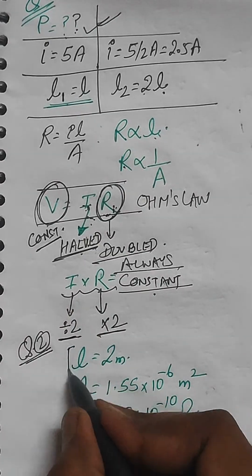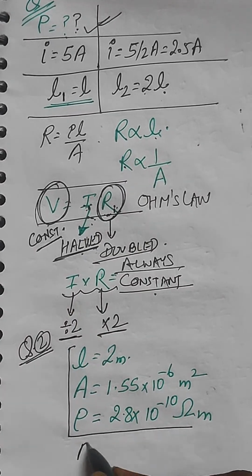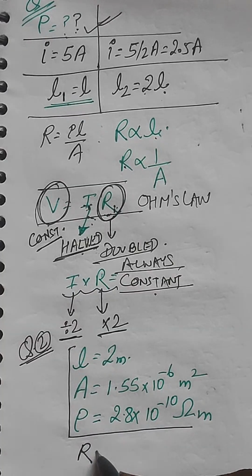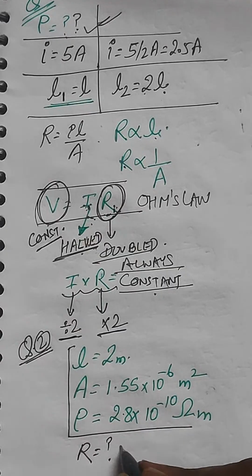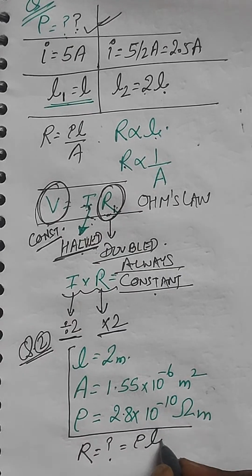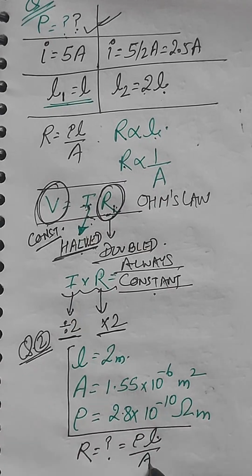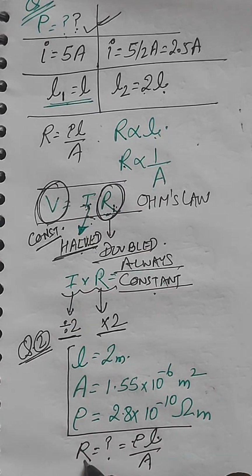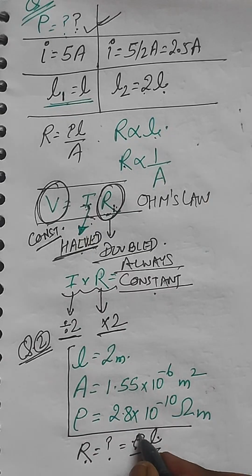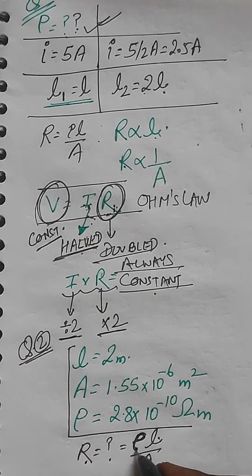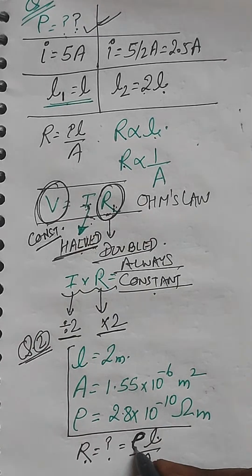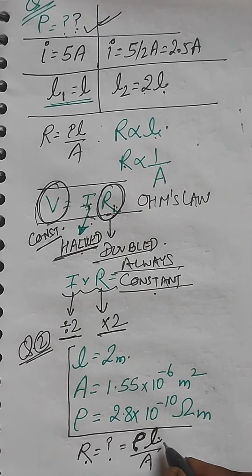Then when the question is asked to find the resistance, what is the value of R? To solve such questions, you can simply use the formula R equal to rho L by A, because these are the factors on which the resistance of a material depends. That is the resistivity of the particular material from which that wire is made, maybe tungsten, gold, silver, aluminum, or copper.